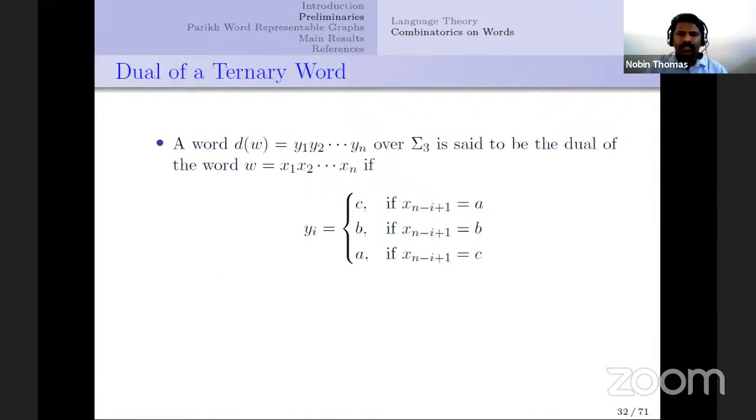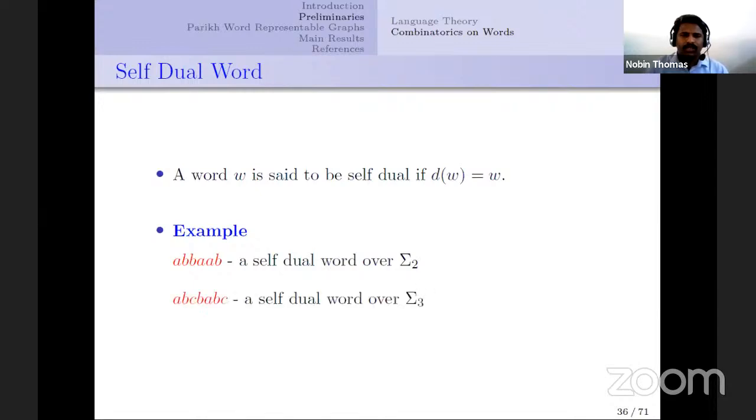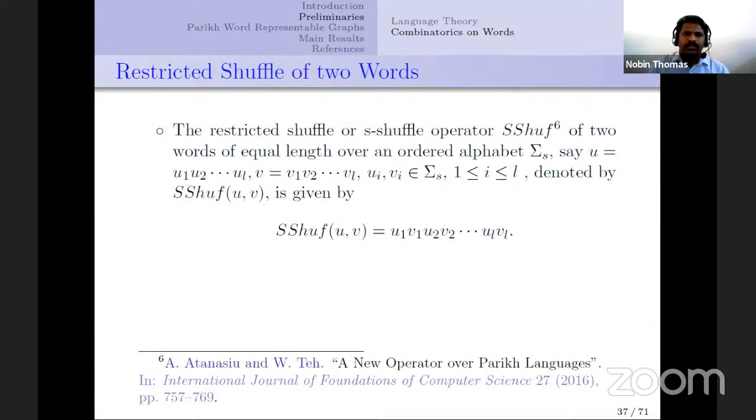Similarly, we can define the dual of a ternary word. Here we replace a by c and c by a, and there is no change for the alphabet b. For example, w equal to a square bc abc, then its dual is abca bcc. A self-dual word is a word whose dual is the word itself. For example, ab square acb is a self-dual word over sigma 2, and abc babc is a self-dual word over sigma 3.